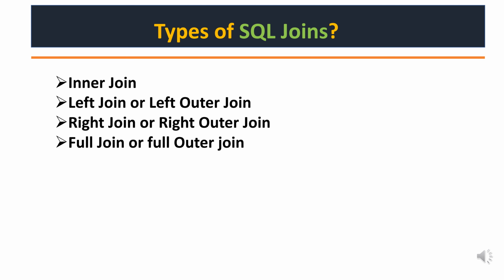There are four main types of SQL joins and we will discuss each one in simple terms. They are inner join, left join, right join and full join. Remember guys, left join and left outer join are both the same. Similarly, right join and right outer join are also the same. Full join or outer join are also the same. An interviewer may ask you what the difference between them is, but don't get confused.